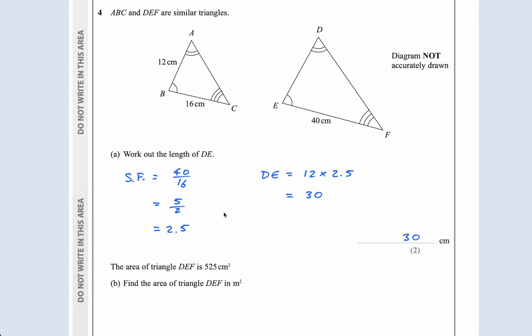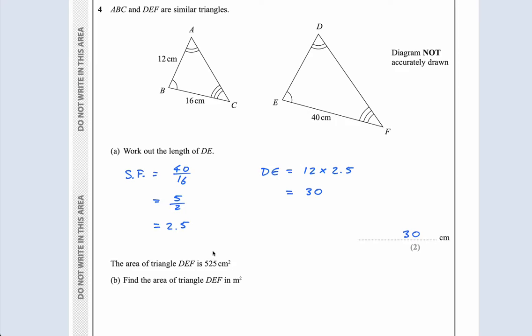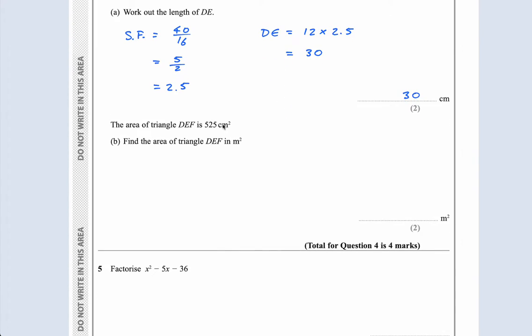Okay, part B, it says the area of this triangle is 525. Find the area. Just be careful, guys. I was assuming they were going to just say find this area, but that's not what they're asking at all. They're saying find the area of this triangle in meters squared. So they're basically saying convert 525 centimeters squared to meters squared.